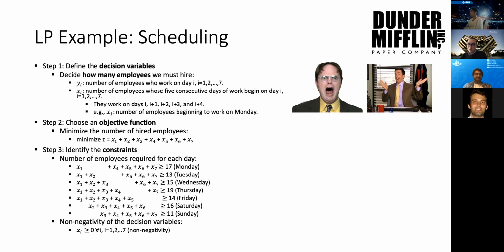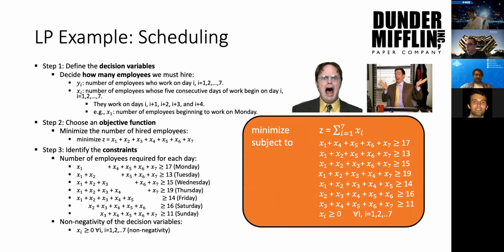So constraints, what are the constraints? We have a number of employees required for each day. For instance, for Monday, we know that X1 will start working on Monday. X4 workers will also work on Monday. So these constraints are written in this manner. We write this for each day, and we also need to add non-negativity of the decision variables, okay? So we just summarize the mathematical optimization problem on the right.